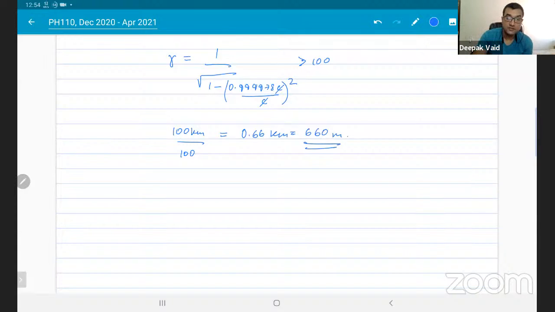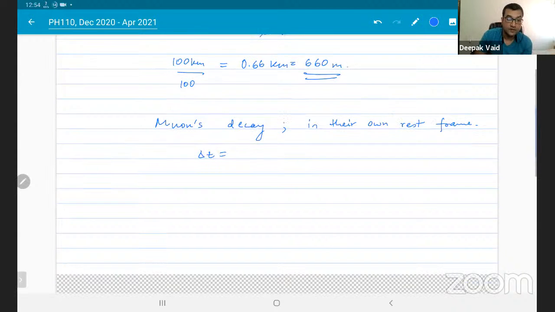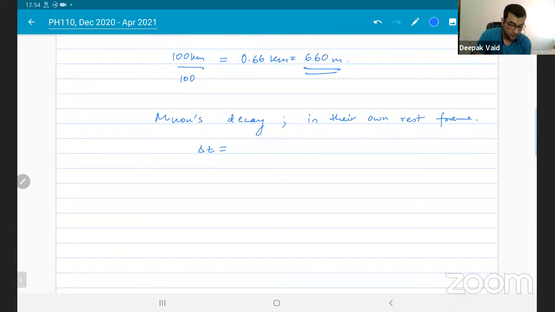Now the reason this is important is because muons are unstable particles. That means muons decay, and in their own rest frame, the half-life of a muon, delta T, is equal to 2.2 microseconds.